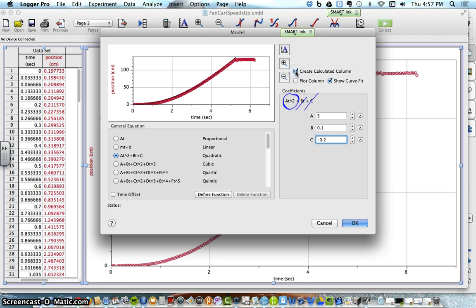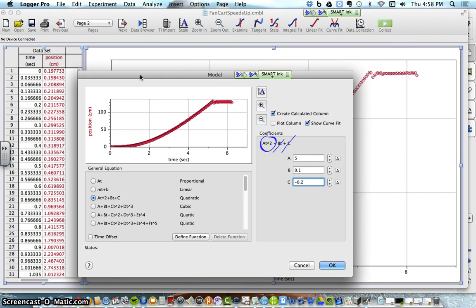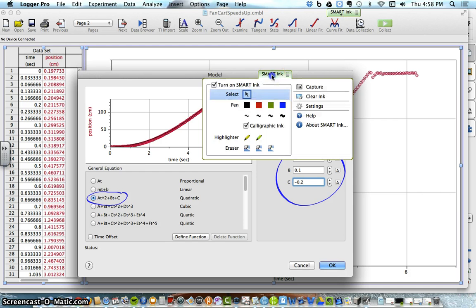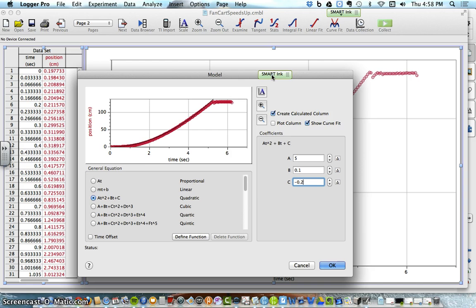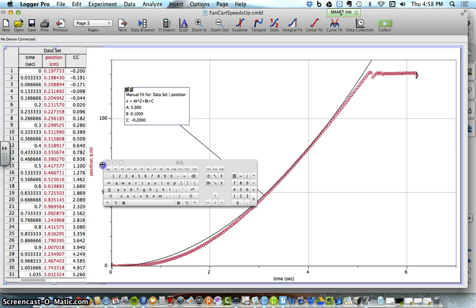And then I'm going to click on Create Calculated Column. What this will do is Logger Pro is going to take this equation, plug in these values of a, b, and c, plug these values into time, and calculate this beautiful black curve you see there. So I'm going to delete this ink so you can actually watch it do this. There we go. I hit OK, and you'll notice we have this beautiful column here that was just created that basically tells us, let me move this over so you can actually see it.